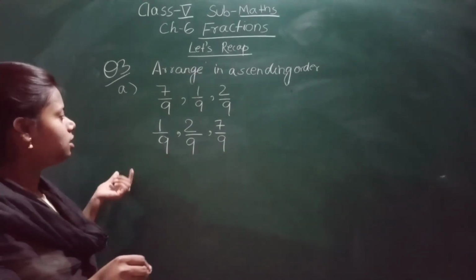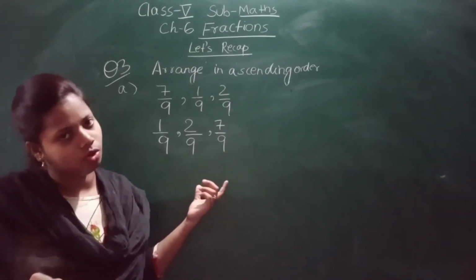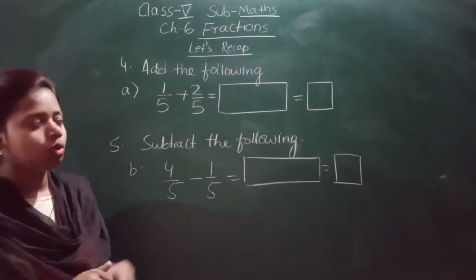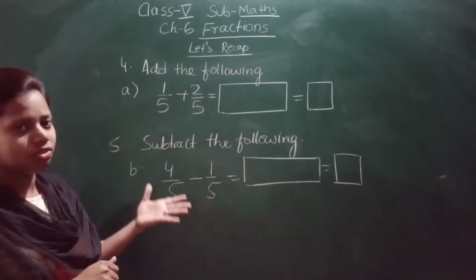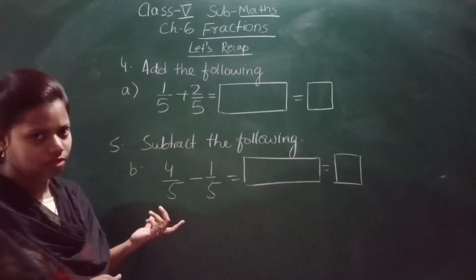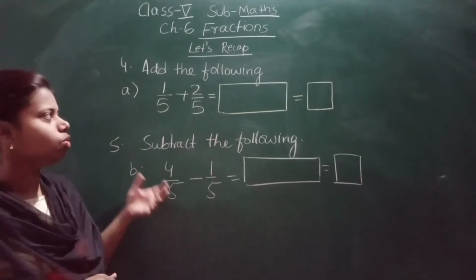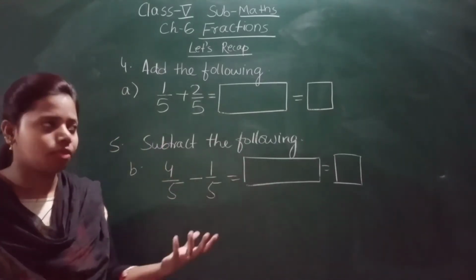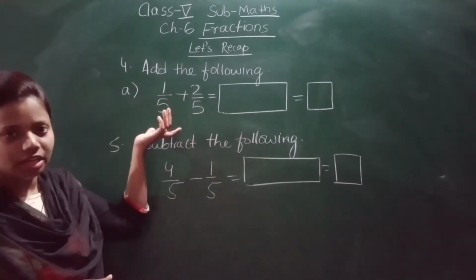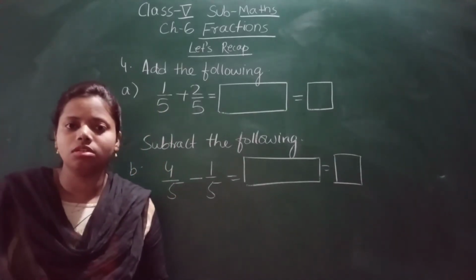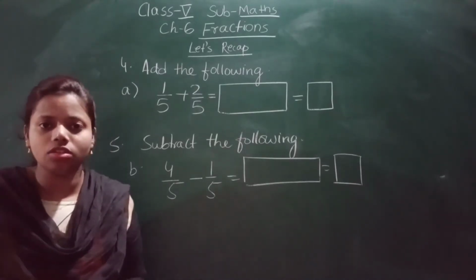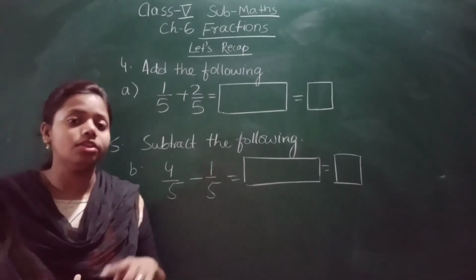So now let us see what is question number 4. Now let us do the last questions, question number 4 and 5. Question number 4 is that we have to add these fractions. We know how to add the whole numbers. We know how to add the integers. So today we are going to learn how to add the fractions.